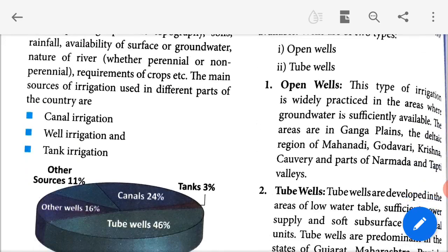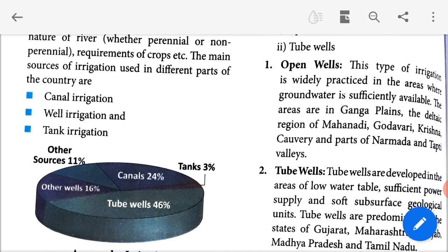Open wells. This type of irrigation is widely practiced in the areas where groundwater is sufficiently available. So, when the groundwater is enough, that kind of places we use what is called open wells. Kinaru, you would have heard this on TV also. The areas are in Ganga plains, the deltaic region of Mahanadi, Godavari, Krishna, Kaveri and parts of Narmada and Tapti valley. So, this all falls into the northern plain of India.